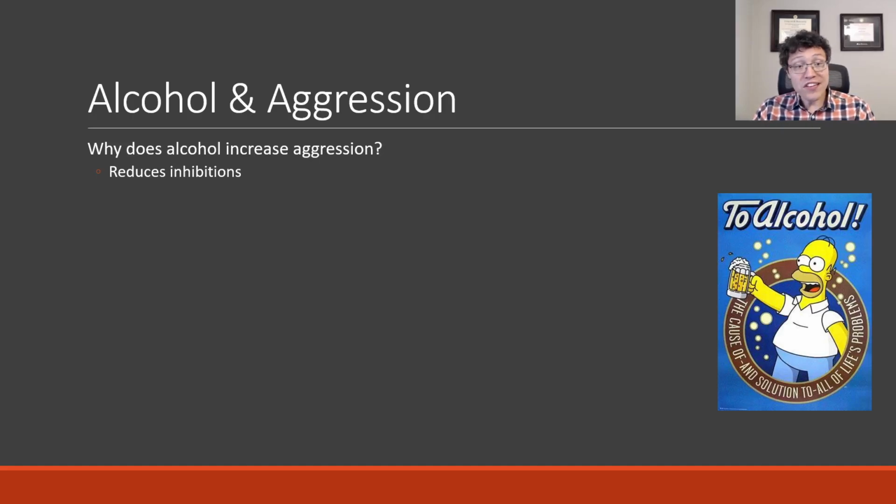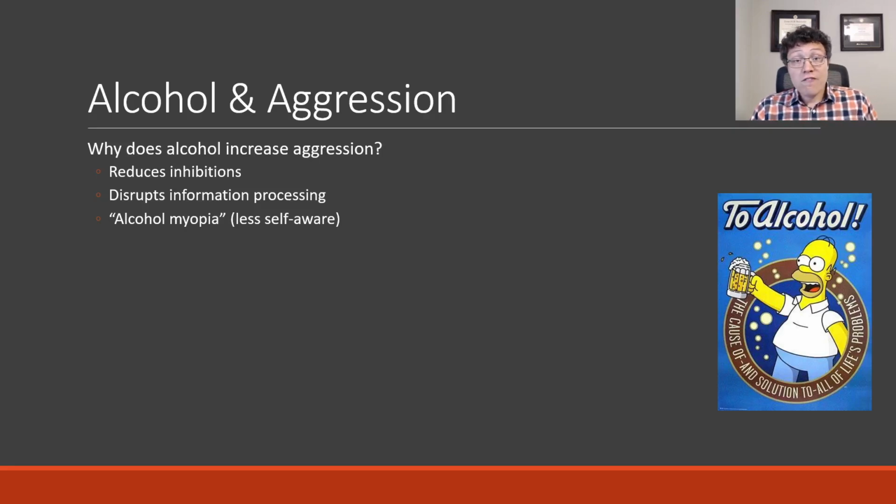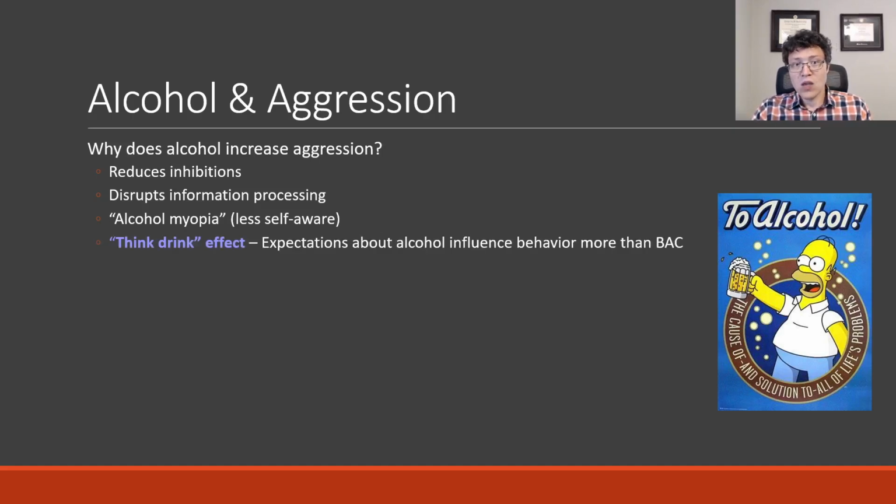Why? It reduces inhibitions. It makes it more likely to say or do the thing that you probably wouldn't have done sober. It disrupts the way you process information. Maybe all of a sudden you start perceiving somebody as being rude towards you when they weren't. We have this effect called alcohol myopia, or lacking of self-awareness, this idea that alcohol makes you a little blind to some of the things that you're doing. There's also this idea of a think-drink effect. If you perceive that alcohol is going to affect you, it's more likely that alcohol will affect you.